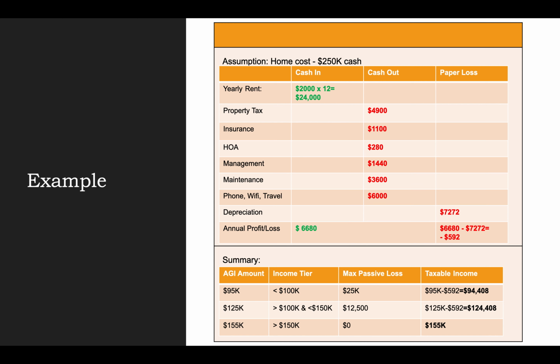In the cash out column, it lists all of the operating expenses, what's paid out. Let's put the depreciation aside. At the end of the year, since you have made a profit of $6,680, this will become passive income that you have to pay income tax on in addition to your earned income. Now let's consider the depreciation.